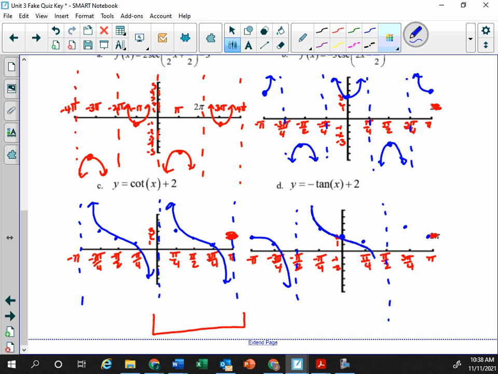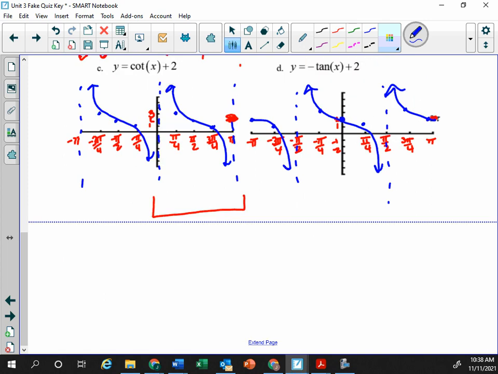So this one, because tangent's flipped, it looks a lot like cotangent. But obviously your asymptotes are in a different spot. Yeah. Which one, sorry? D, sure. So tangent normally goes down here. Let me draw the parent graph.